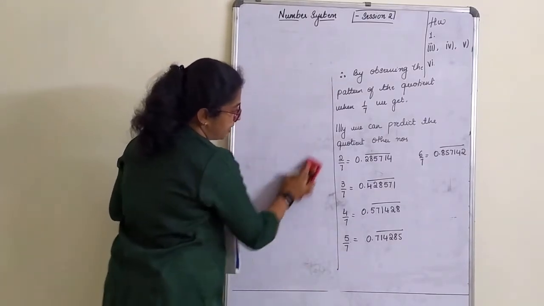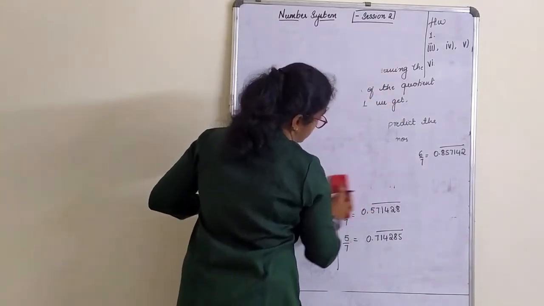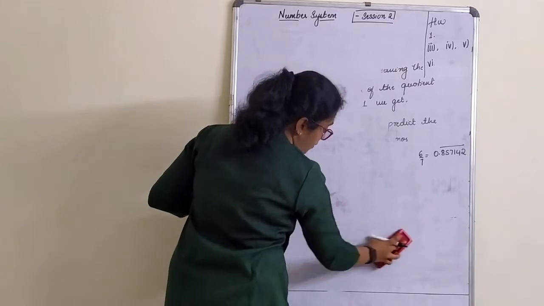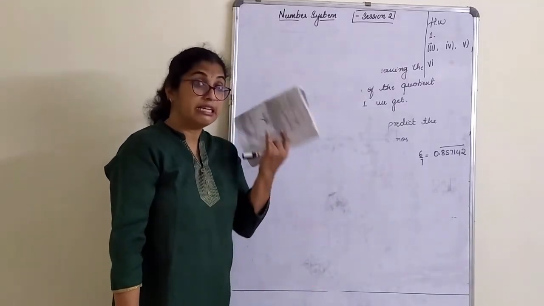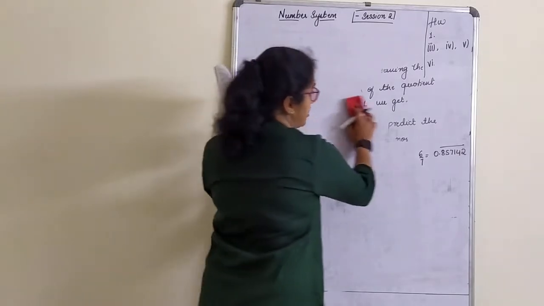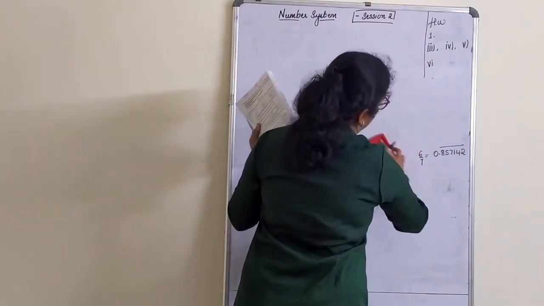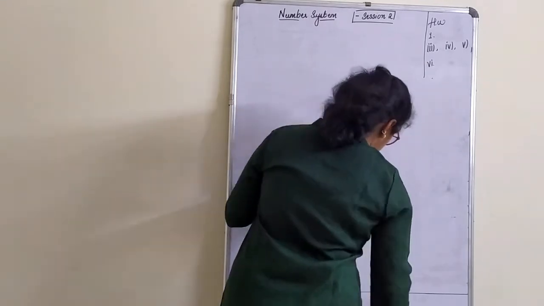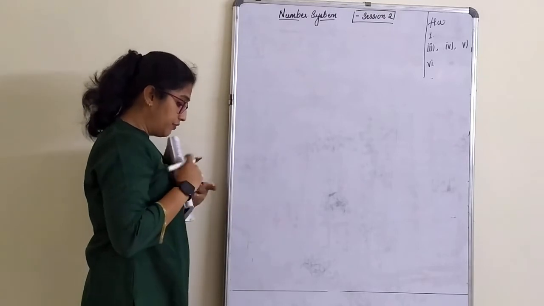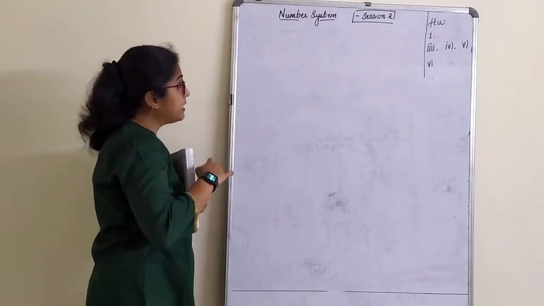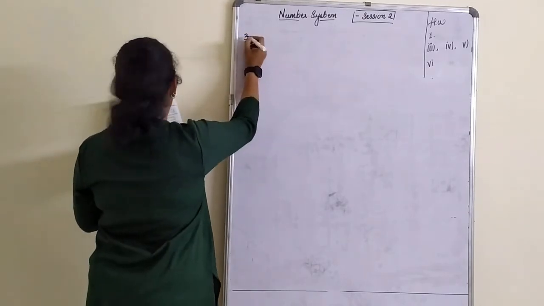Expressing in the form of P by Q, as many sums as you do, only then can you practice it. I have given you homework in this because there are only 3 sums given. I'll solve all 3. There are some worked examples on this where you can practice expressing them in the form of P by Q. Okay. First one, express the following in the form of P by Q.